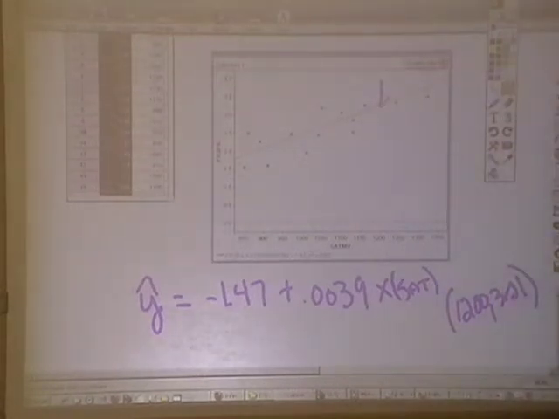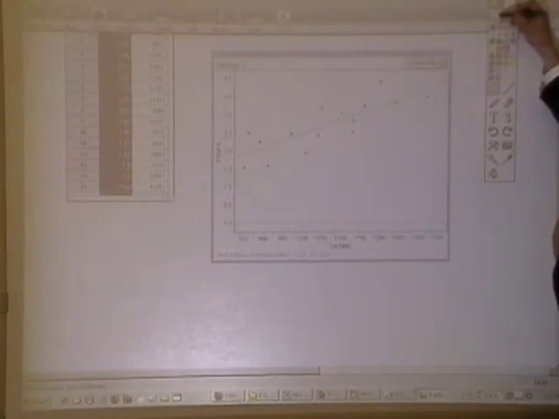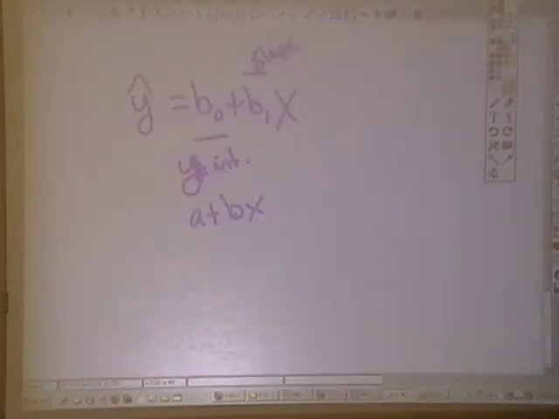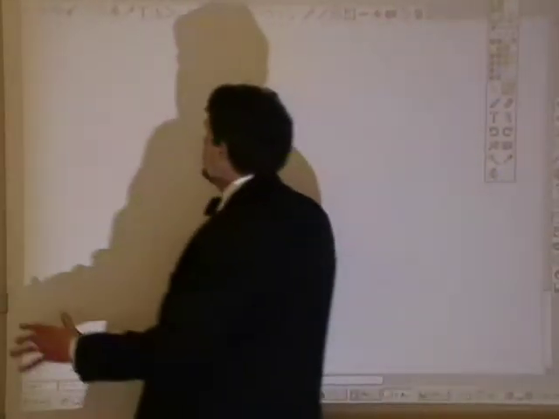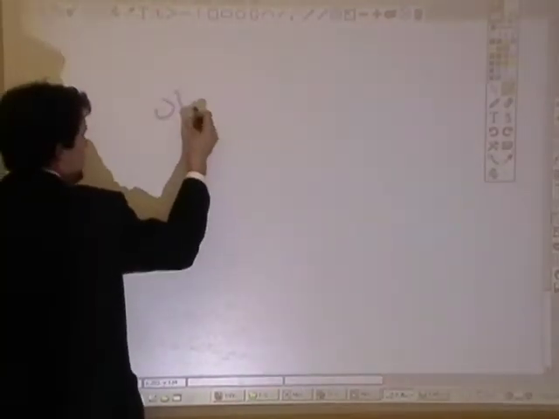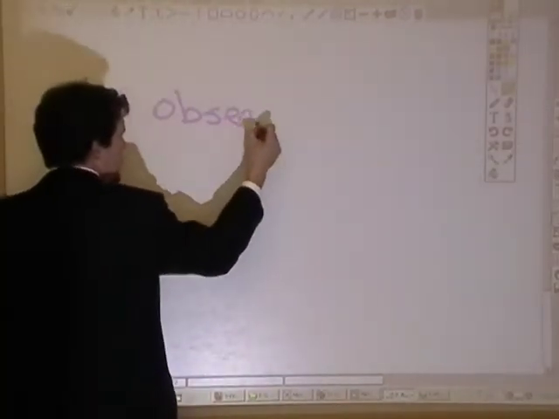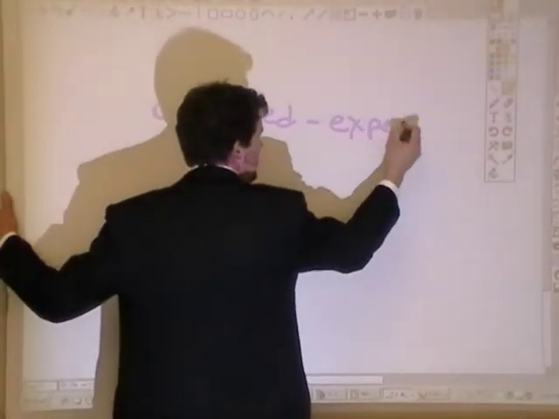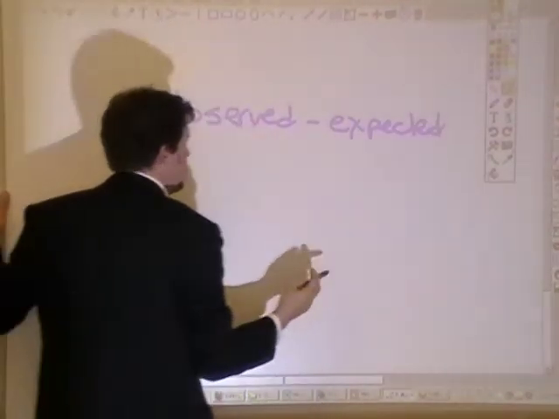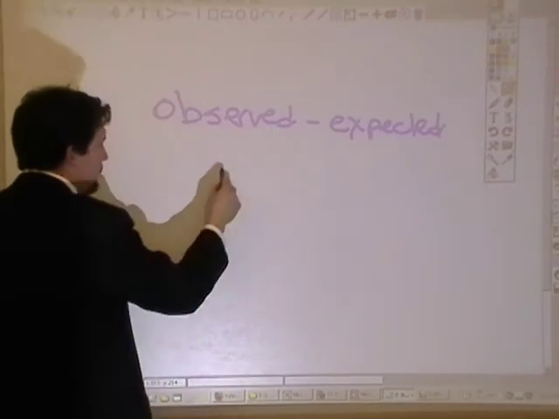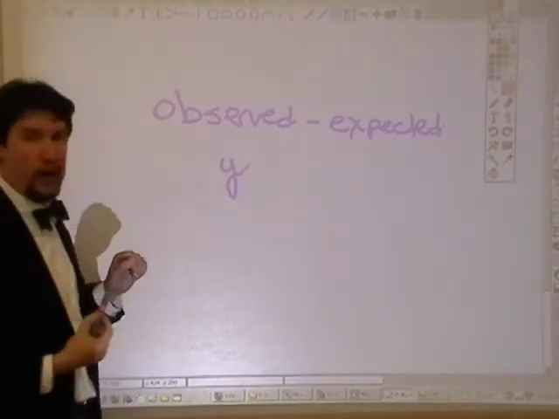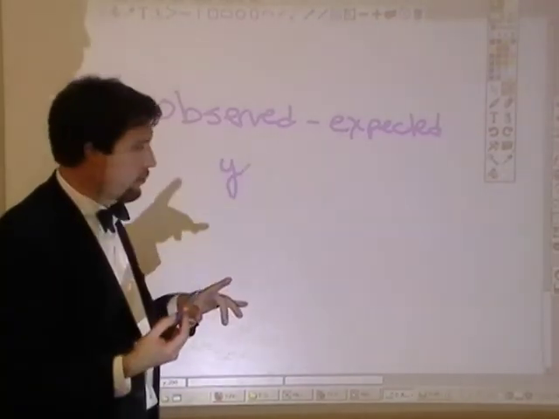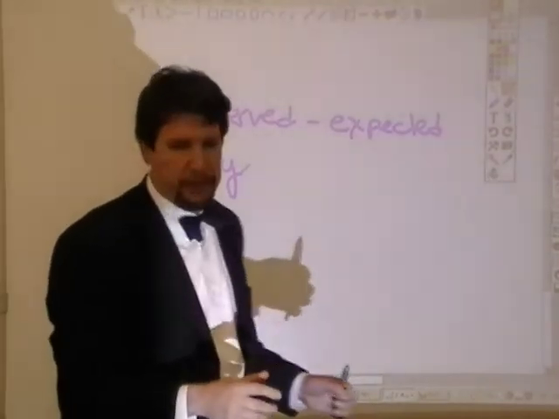So I'm going to get off of this for a second, and we'll come back to here. And what we have is the observed value minus the expected value. And if we think about the variables, the observed value is actually the y coordinate. And we're running out of time here, so we'll be back in a second.